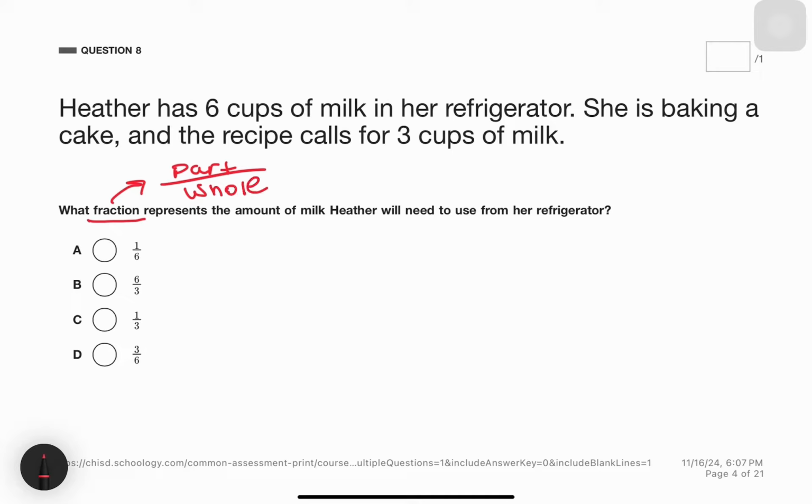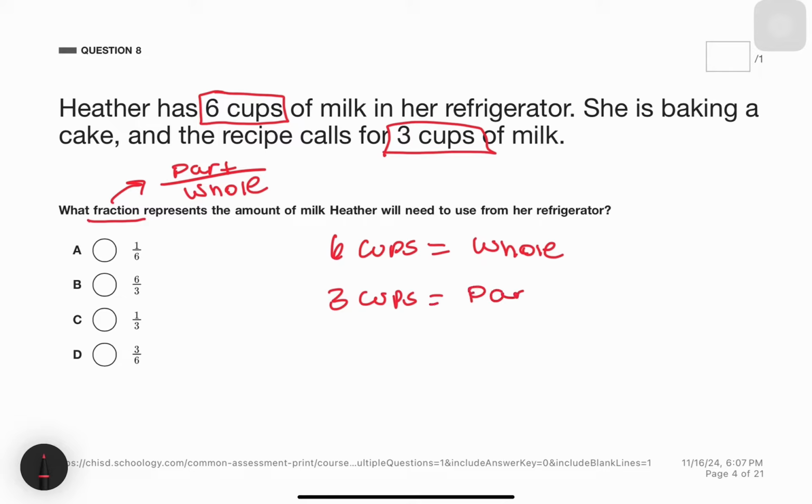All right, so by reading our word problem, we can see that we have 6 cups of milk, and it says that she wants to use 3 cups of milk. So by looking at this, we can tell that 6 cups here is equal to our whole, and we can tell that 3 cups is the parts needed. So if we apply this by using our formula, we remember that our denominator here will be 6 and our part will be 3, so our answer will be 3 over 6 or 3/6, D.